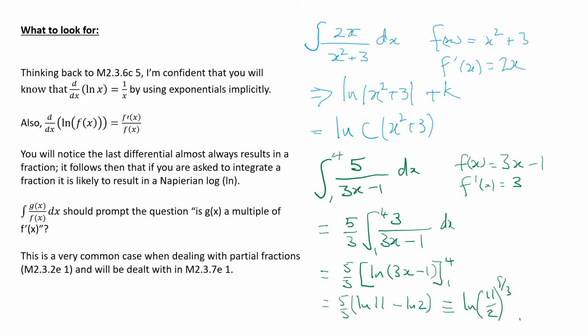So therefore my final answer in this case is ln 11 over 2, which is a positive value, all to the power 5 over 3, which of course is the 5th power of the cube root, which is fairly tacky. You might be asked to actually treat that as a decimal, in which case plonk it on your calculator. There's no way you're going to work that out in your head. There's no way I could work that out in my head, to be honest.